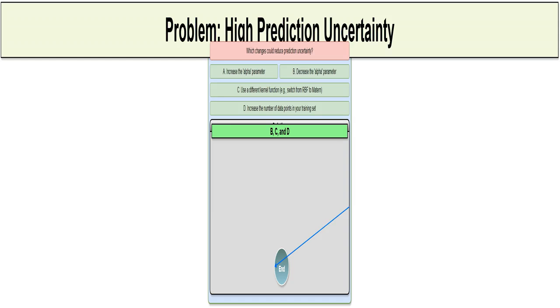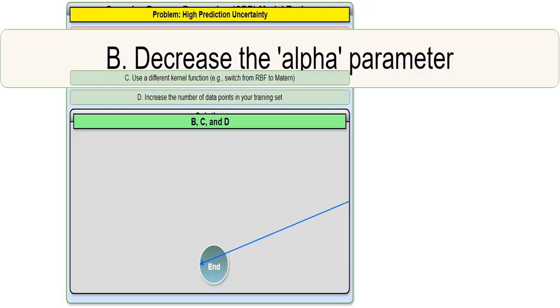I see a problem. Your Gaussian process regression (GPR) model is producing predictions with high uncertainty, even where you have lots of data. That's not ideal. Let's figure out why. Alpha controls the assumed noise level in your data. A higher alpha means you assume more noise, and that leads to higher prediction uncertainty. Let's decrease alpha. That's like saying, I believe my data is actually pretty clean, which would make your predictions more confident. This is a good strategy if your data is not very noisy.